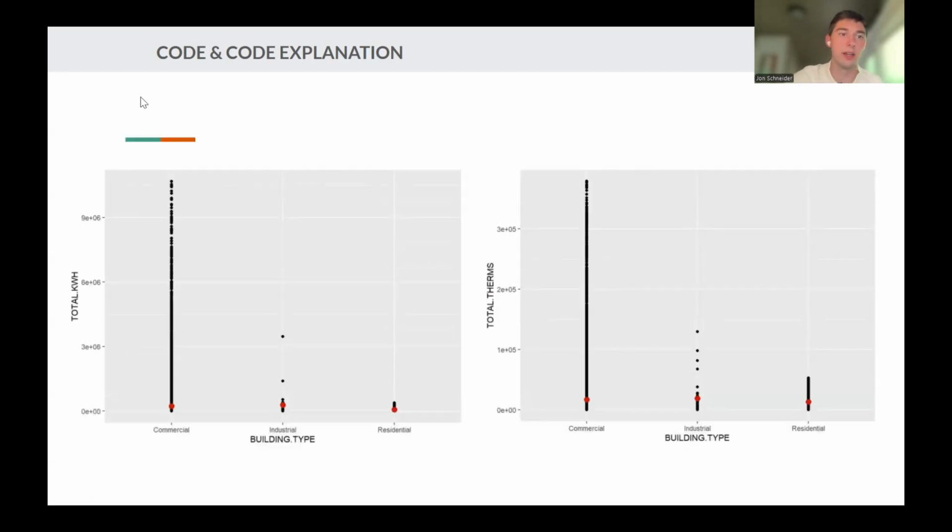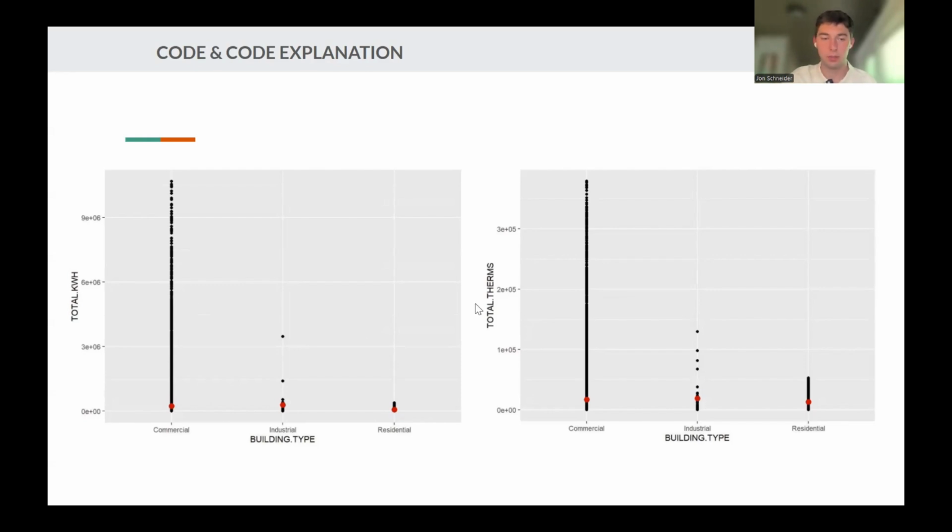So then here, we used the LM function. Obviously, we're using a categorical variable, so it's not going to have a trend line, but this gives us the mean data point. It's where our predicted value will be for each building type.